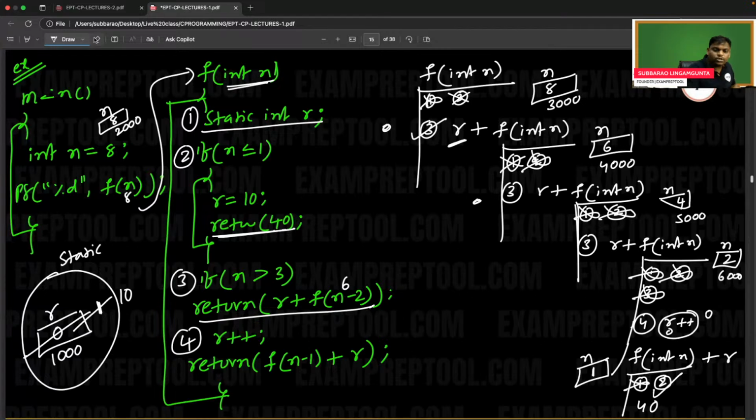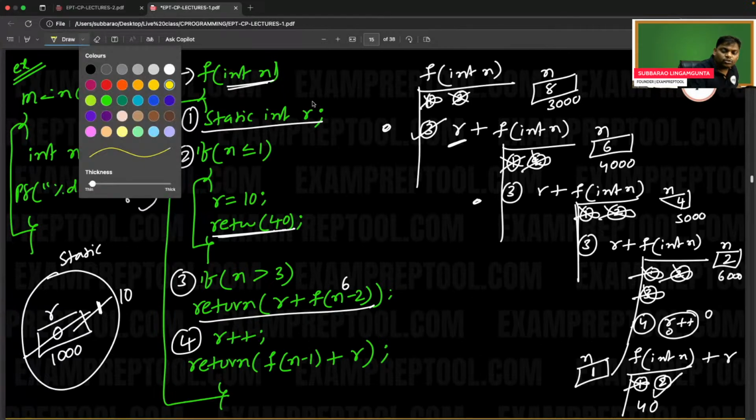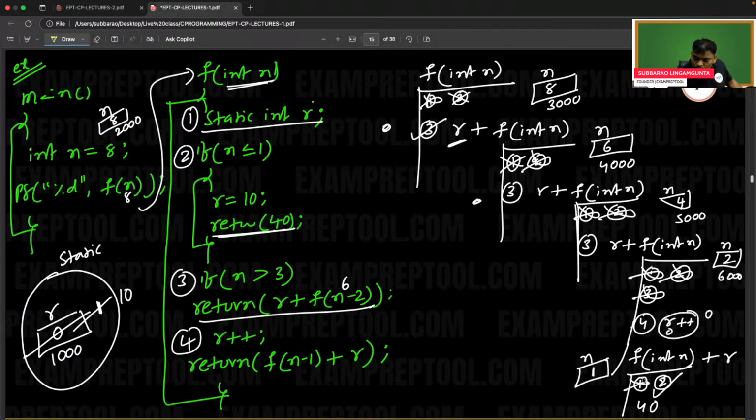Now observe clearly. Return means what? From which place you came, to that place. This 40 will go from here. For this purpose you are doing it. So this return value will go here. This is 40. Return 40. 40 plus. What is the R value as of now? 10. 10 plus 40, 50. 50 will go to the place from which you came. This place. It is 50. What is the R value now? 10. 10 plus 50, 60. Where will it go? From which place you came? This place. So it is 60.